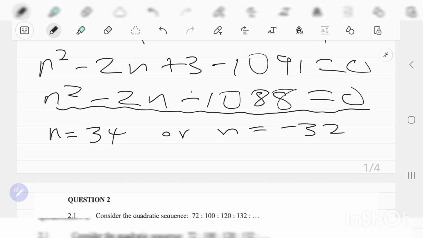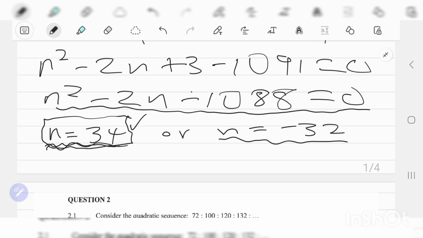So check here, people. The values that I got are n is equal to 34 and n is equal to negative 32. But remember, people, what did I say? I just said that n represents a position here. In this case, it represents a position. So a position, people, is always positive. So n is a positive number. So this means the actual answer that we are looking for is this one, people.